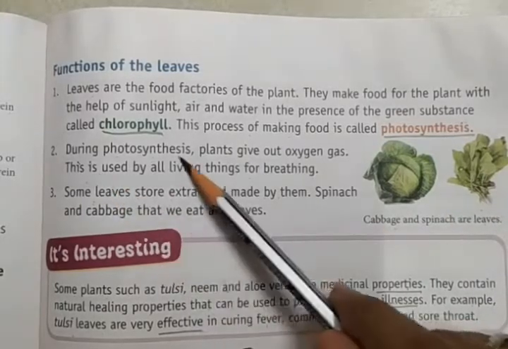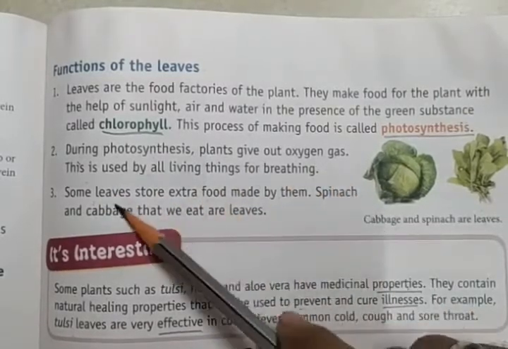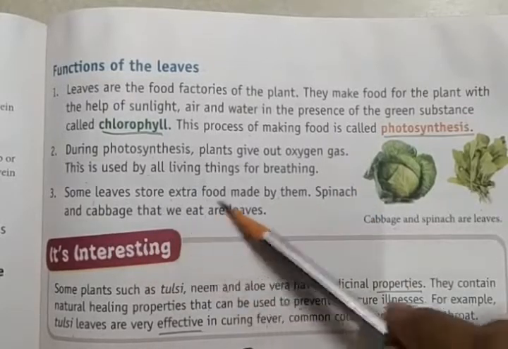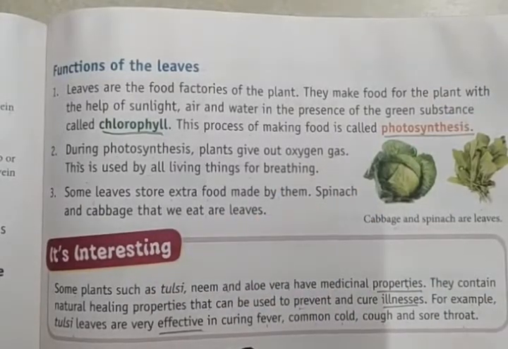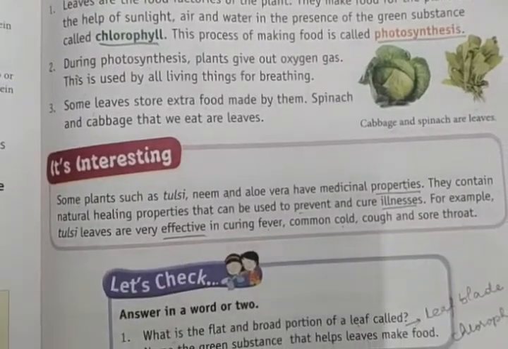Okay, during photosynthesis, the plant gives us oxygen gas. This is used by all living things for breathing. Some plants store extra food made by them. The spinach and cabbage that we eat are leaves. Cabbage and spinach leaves. Okay, my dear students, hope you understood.